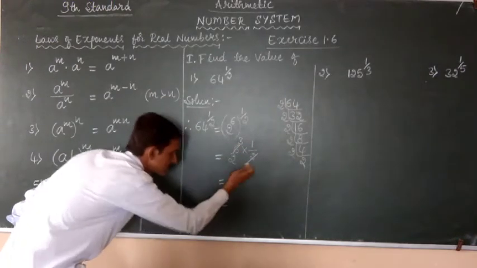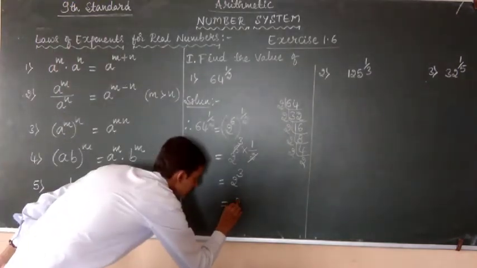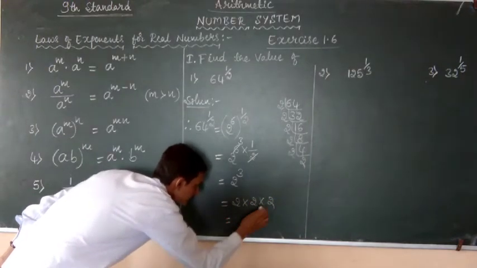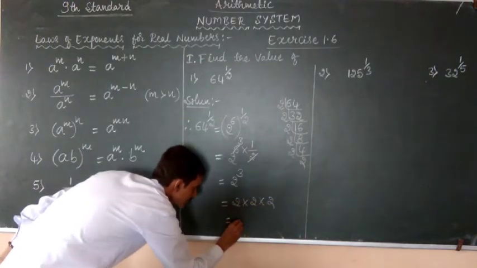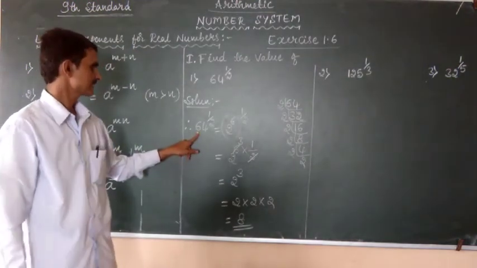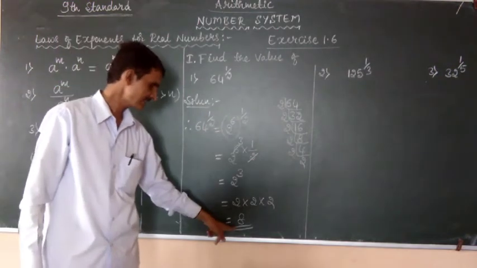That means 2 should be multiplied 3 times. We will get 2 into 2 into 2. 2 twos are 4, 4 twos are 8. So therefore the simplified form of 64 to the power of 1 by 2 is 8.